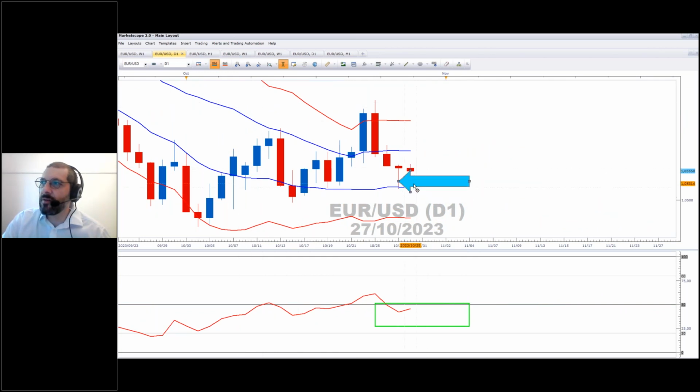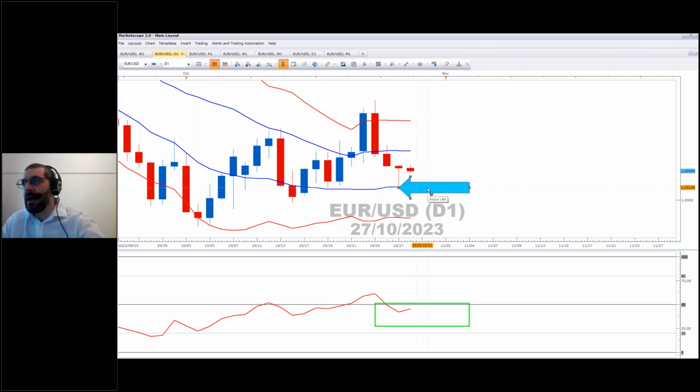Okay, so just like we've got that gravestone doji on, so let's not get confused. I'm talking about the gravestone doji on the dollar yesterday. We've got the dragonfly doji on the euro. That kind of makes sense, okay?